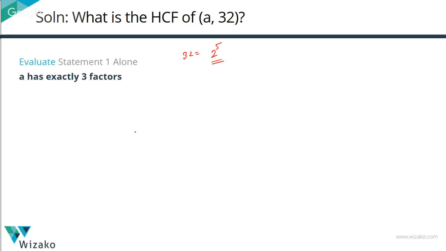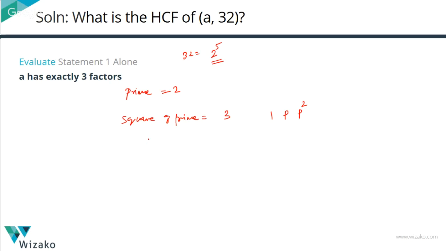Let's have this perspective in mind. A has exactly 3 factors. What kind of numbers will have exactly 3 factors? A prime number will have exactly 2 factors. The square of a prime number will have exactly 3 factors. Let's take a prime as p. The square of the prime is going to be equal to p square. 1, p and p square are the only 3 factors for this number.